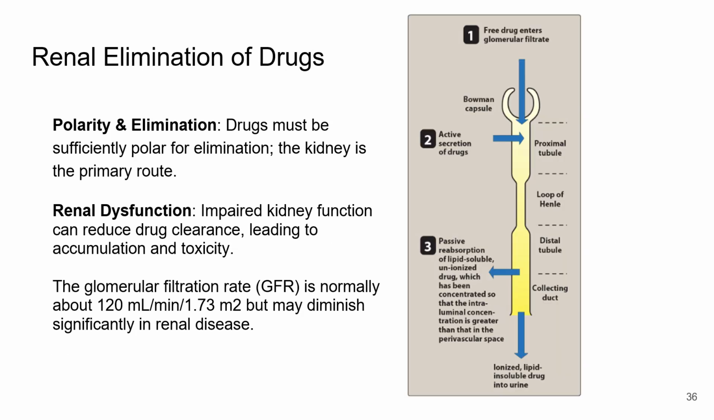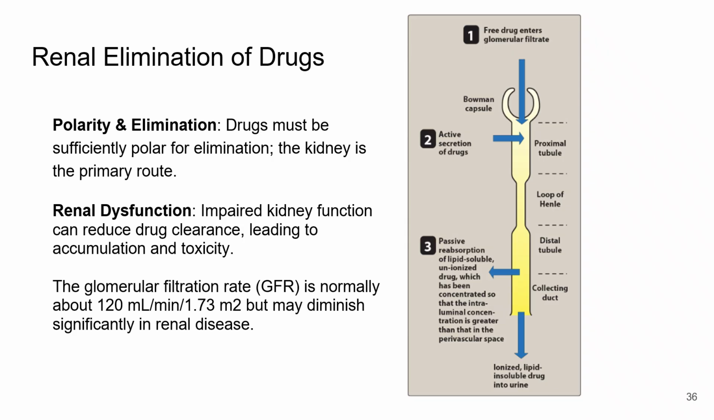Okay, so let's look at renal elimination, which again is the primary way many drugs leave the body. For drugs to be eliminated by the kidneys, they must be sufficiently polar or water soluble. This is why metabolism is so important, because it converts the lipophilic drugs into forms the kidneys can remove efficiently. The kidneys are the main route of elimination for many drugs and their metabolites.